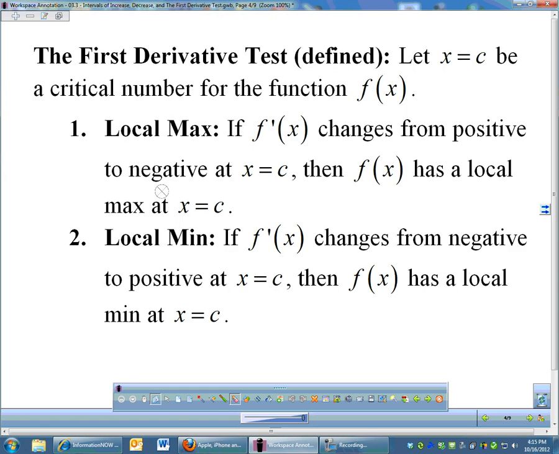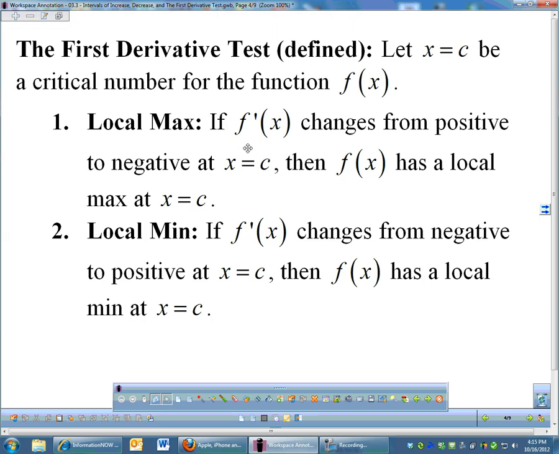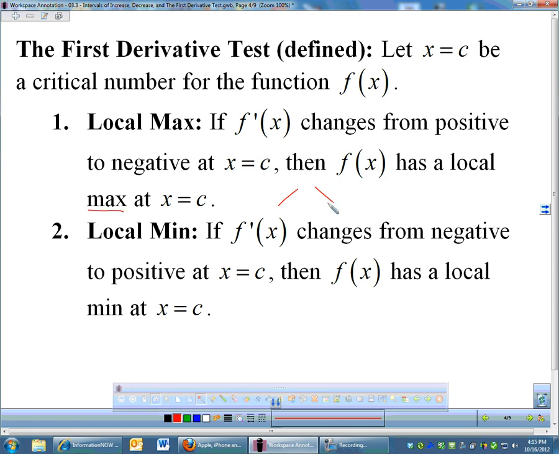The first derivative test defined in writing: if you have a critical number at c, and your derivative changes from positive to negative, that means slopes change from positive to negative, and then you have a local max. The previous example I just did was a local min. If the derivative changes from negative to positive, that means slopes change from negative to positive, therefore we're looking at a local minimum. And that is what your first derivative test is. So we'll do a few examples of that.